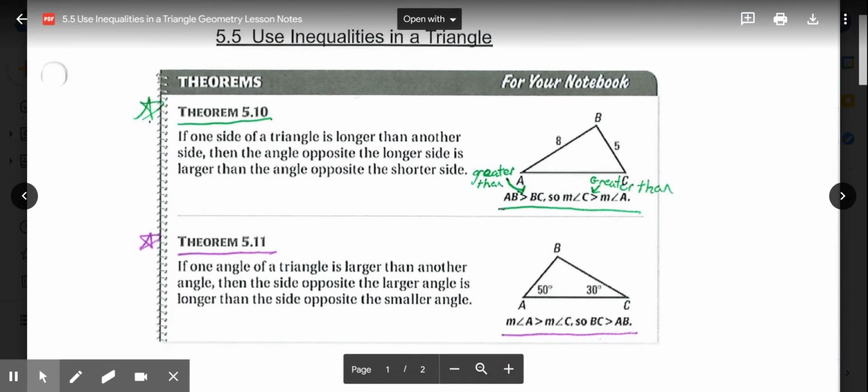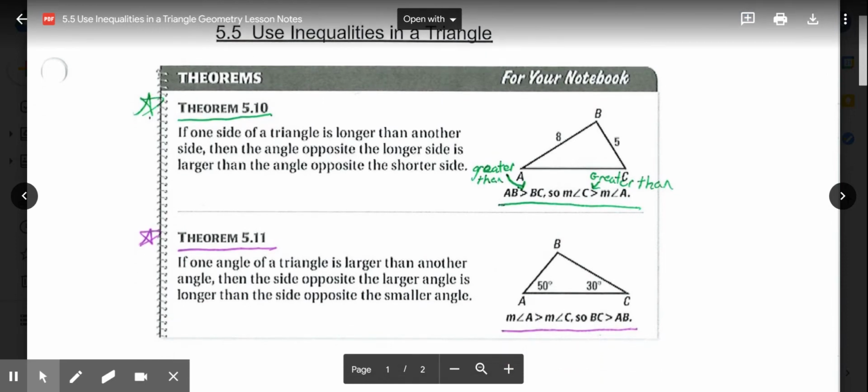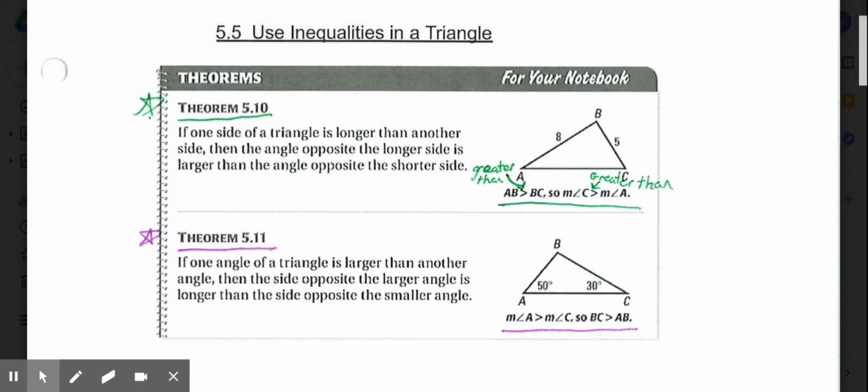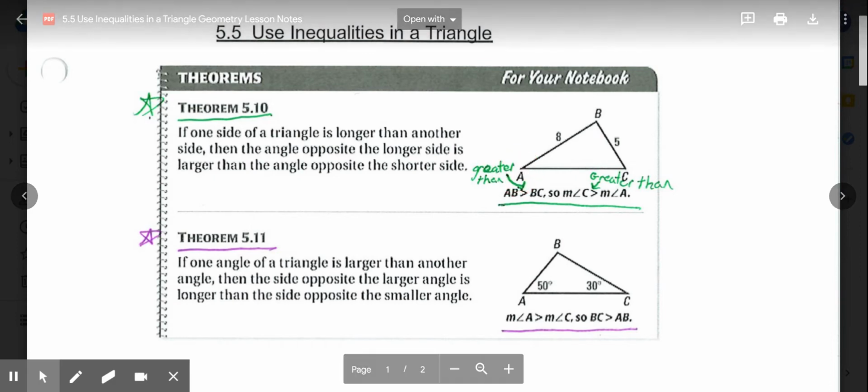So the first theorem is 5.10, and it says if one side of a triangle is longer than another side, then the angle opposite the longer side is larger than the angle opposite the shorter side. So looking at this example, segment AB is longer than BC, which would mean the angle opposite AB, angle C, is greater than the angle opposite BC, which would be A.